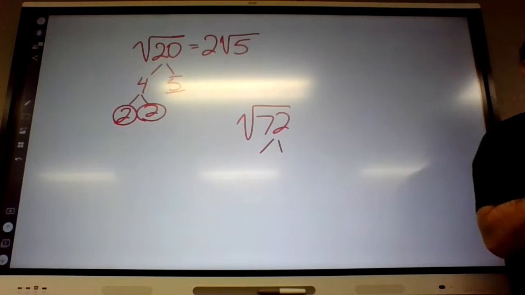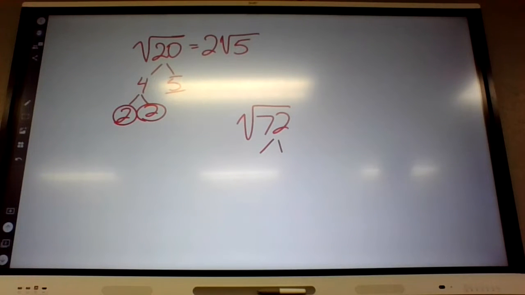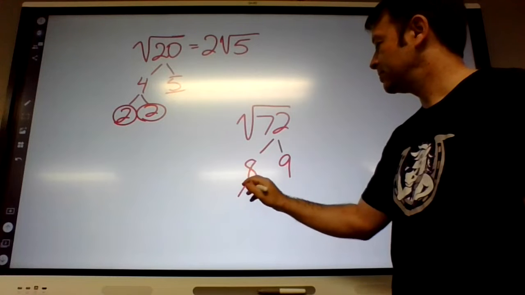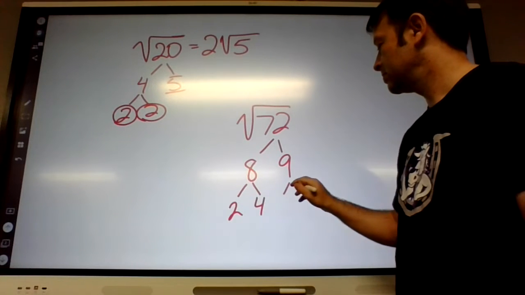Now, again, I'll repeat myself one more time. If your calculator can do this, that's fine. However, later on, we're going to do problems your calculator cannot do. So if you don't know how to do the tree thing, you're going to be lost. Okay, 72: 8 and 9, 2 and 4, 3 and 3, 2 and 2.